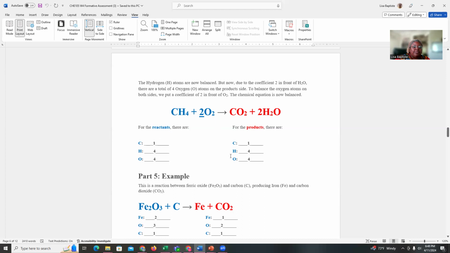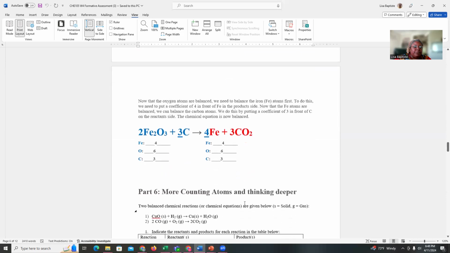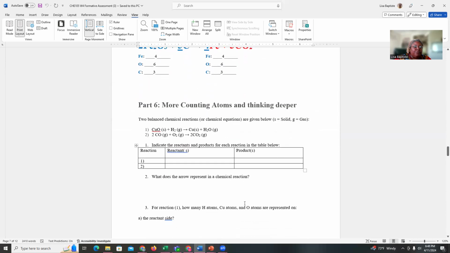So now you see the number of carbons are the same, the number of hydrogens are the same, and the number of oxygen are the same. And so we say that this reaction is balanced. And then there are some other examples listed here, but I'm going to move forward.